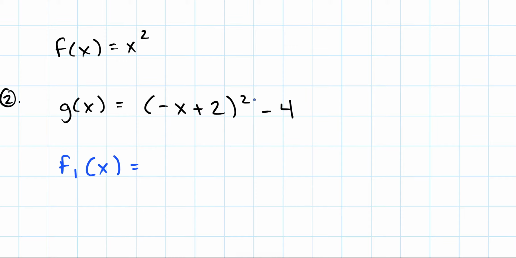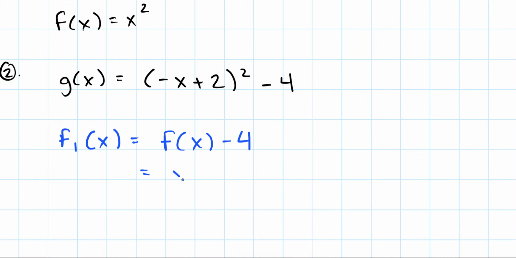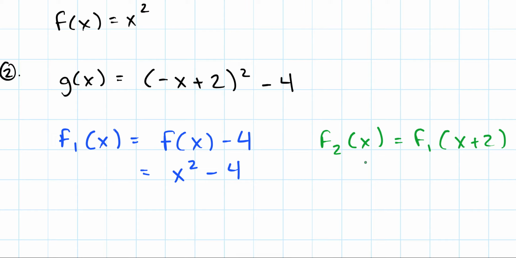Here I have negative 4 on the outside, so I'm going to do that one first. I'm going to take f of x, and I'm going to subtract 4. That will give me x squared minus 4. So I'm part of the way there. f2, I'm going to plug in x plus 2 into this function. Well, here is the function, and if I plug in x plus 2, I'll get x plus 2 squared minus 4, because I'm plugging it in right here.